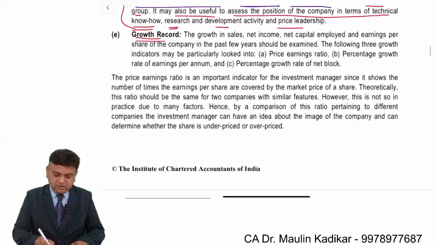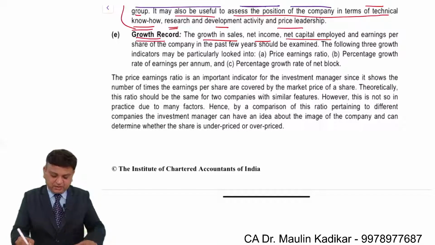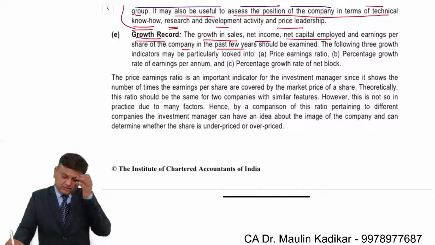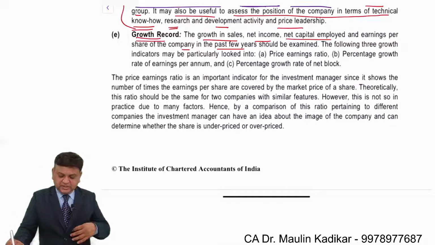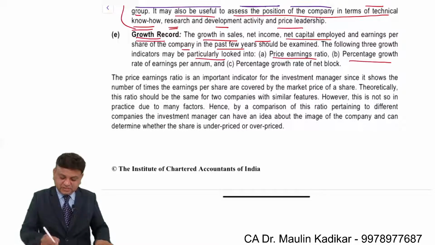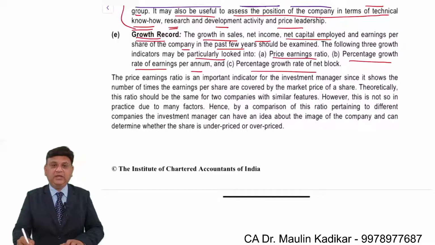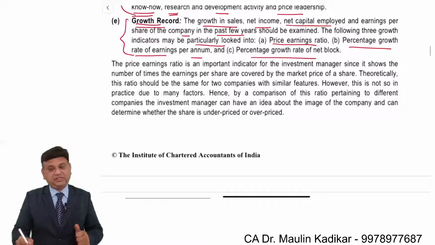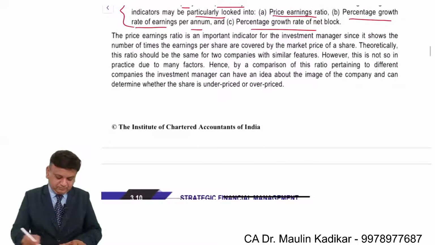Growth record: growth in the sales, growth in the net income, growth in net capital employed, and the earning per share of the company in the past few years should be examined. The following three growth indicators may particularly be looked into: price earning ratio, that is PE ratio, percentage growth rate of the earning per annum, and percentage growth rate of the net block. A positive growth rate is a good sign, and vice versa.